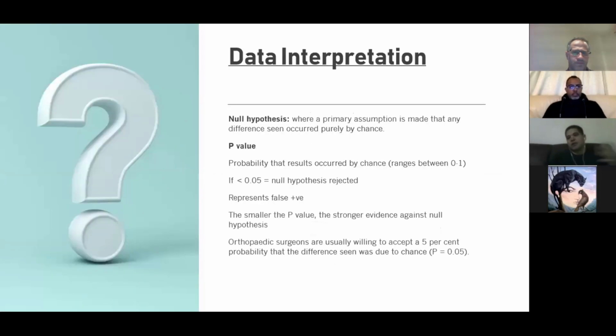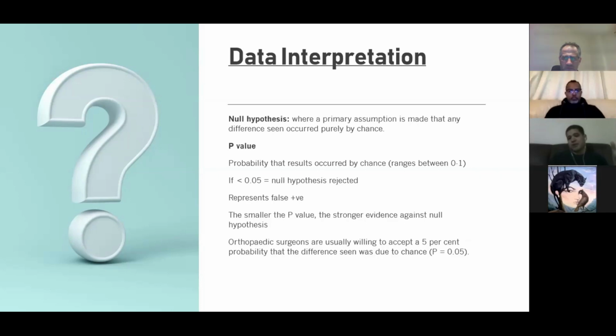So after collecting your data, how do you interpret it? The next step: what is the null hypothesis? Its assumption is that any difference seen occurred by chance. There is no difference; any difference you detect is only by chance. How much of any difference you get in your data by chance is called the p-value, a probability of occurring by chance. Usually we accept less than 5%.